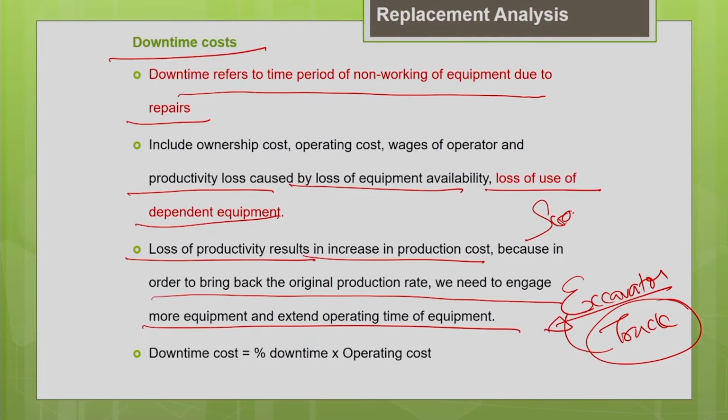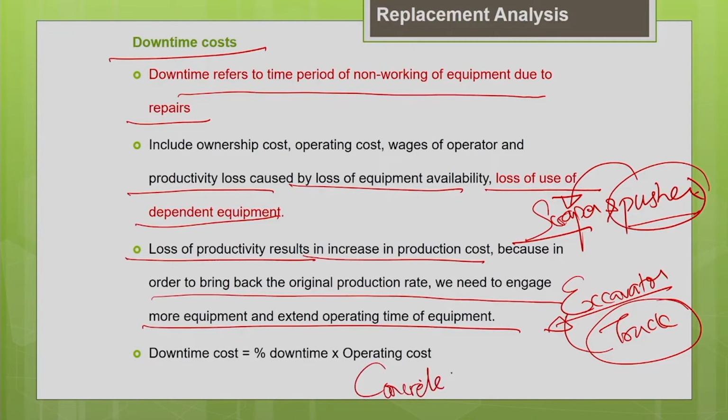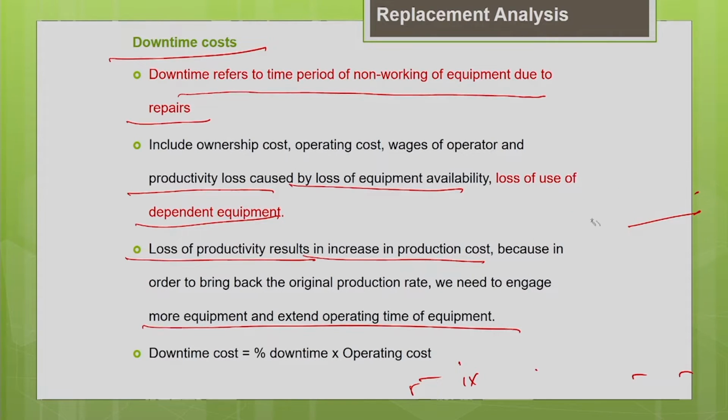Similarly, your scraper and a pusher work in a team. When the scraper breaks down, the pusher will be idle. So the associated cost of the pusher should be taken into the estimation of the downtime cost of the scraper. Similarly, you have a concrete mixer machine. If the concrete mixer machine breaks down, what will happen? The dependent machines are your pump and your RMC transit mixer. When this breaks down, all these associated machines will be idle. So their cost should be accounted for when you estimate the downtime cost. We should keep all these things in mind when we estimate the downtime cost associated with the machine.